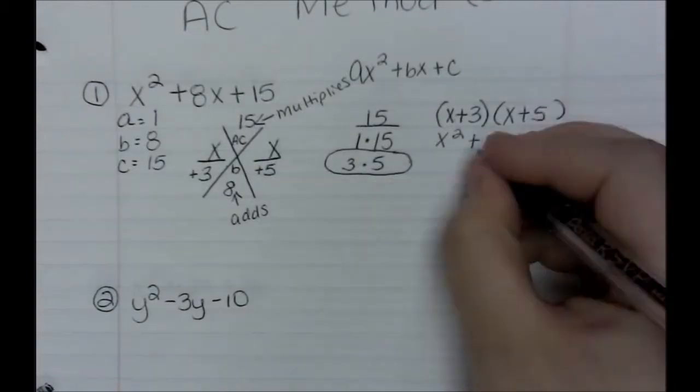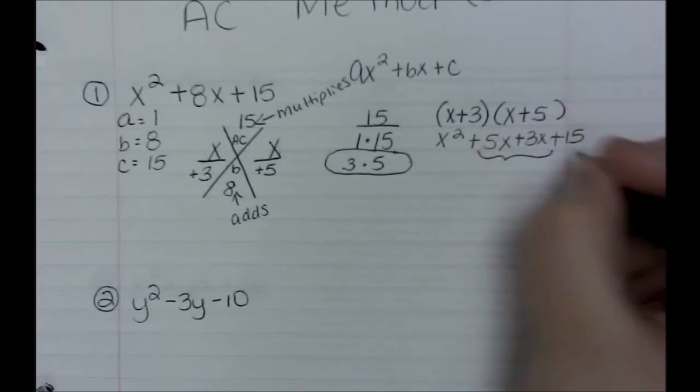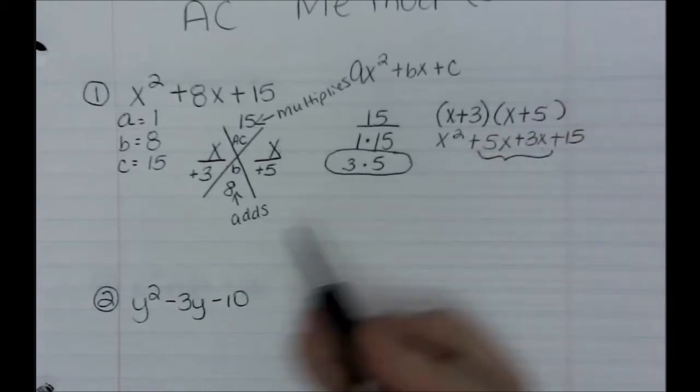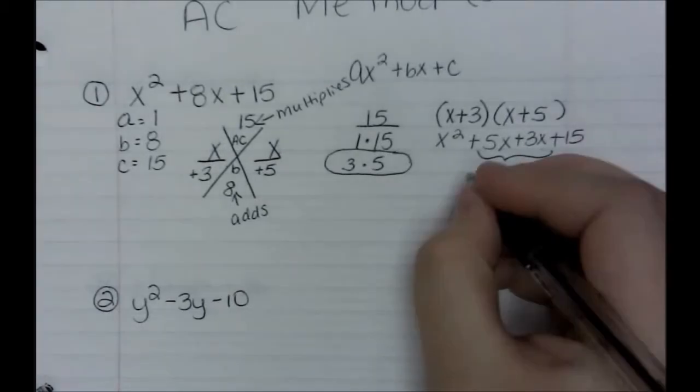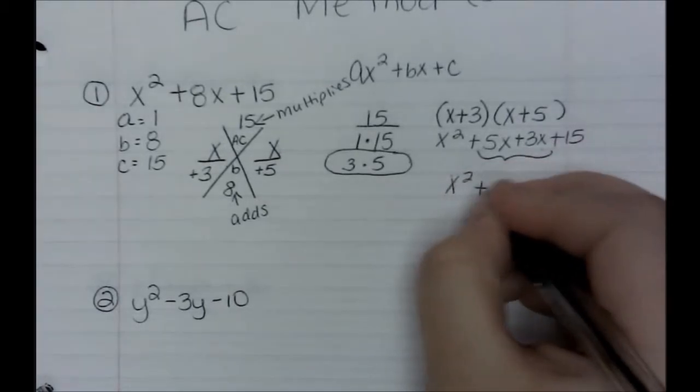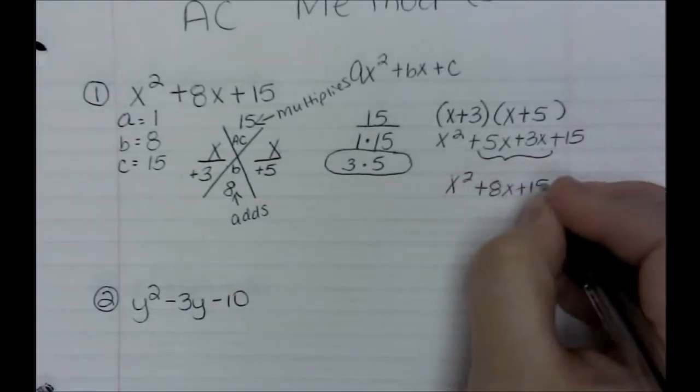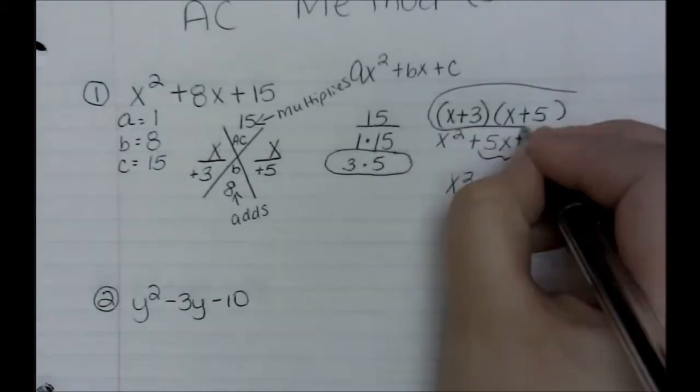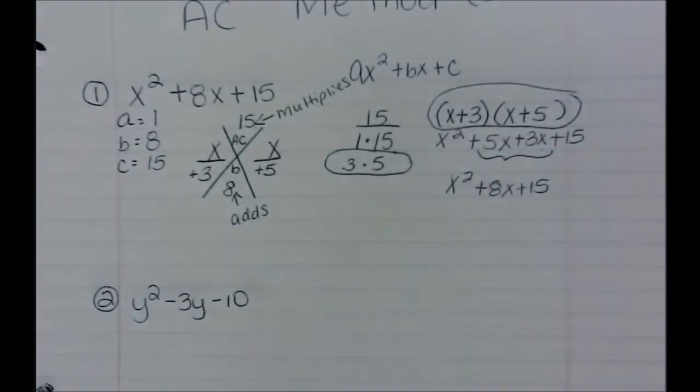So the 3 times the 5 is why we had to find what multiplied to give us that 15. And then look what happens. We have a 5x plus 3x. That's why we had to find out what added to give us 8. So we know the answer we got of x plus 3 times x plus 5 was correct.